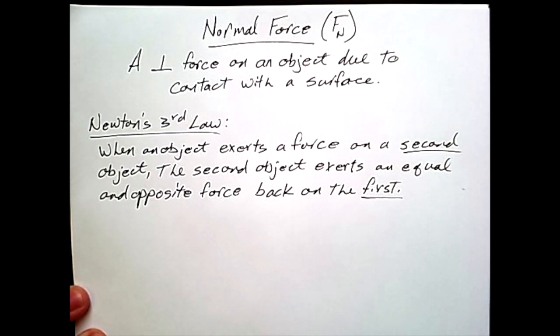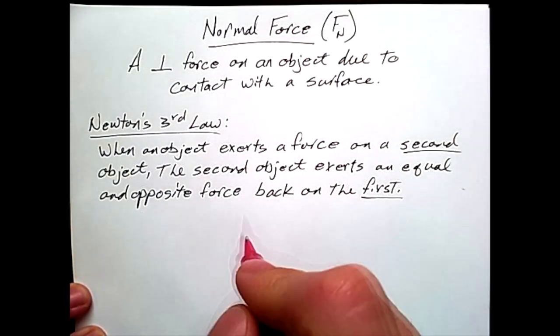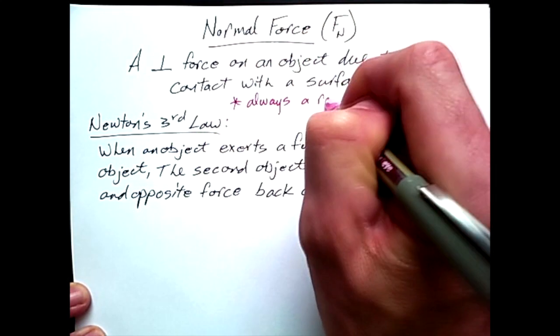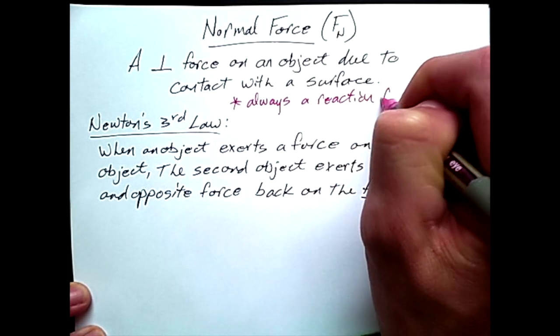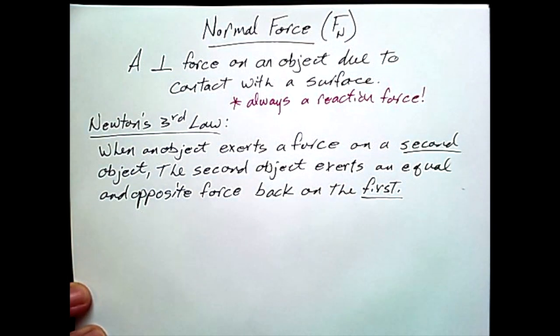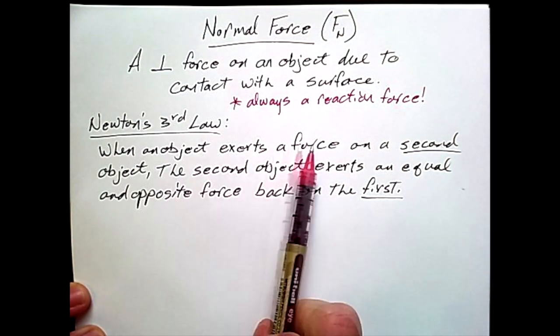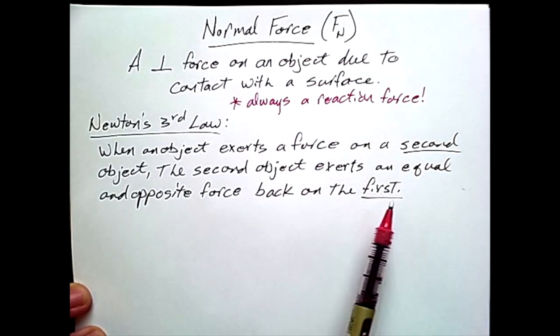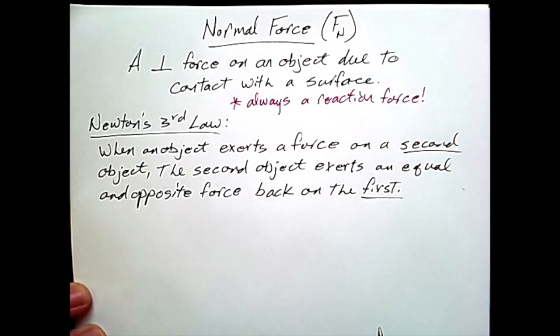The normal force is defined as a perpendicular force on an object due to contact with a surface. And it's useful to remind you of Newton's third law at this point because the normal force is always a reaction force. This means that it is always a result of the first object touching a second object, right? And then the second object exerts a force back on the first object. That second object in the normal force case is always a surface.